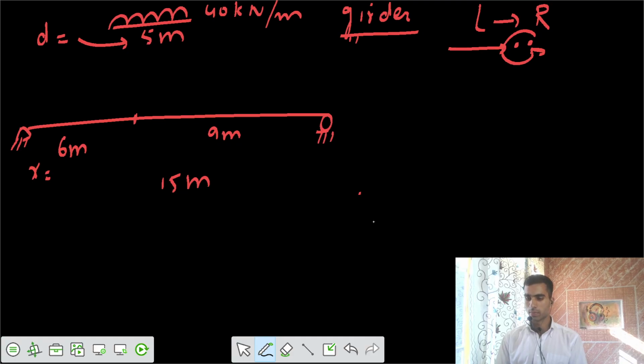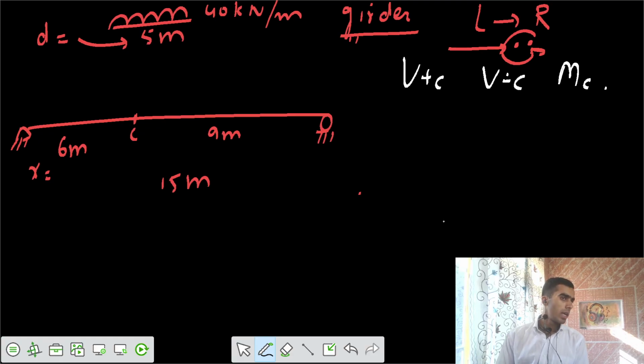Left to right. So we need to say what is the negative and positive maximum shear force we can have at section C, and what is the maximum bending moment we can have at C. We know that section C is at 6 meters from A. So we need to say V positive C, V negative C, M at C. We need to get these three values. Let's have one by one.